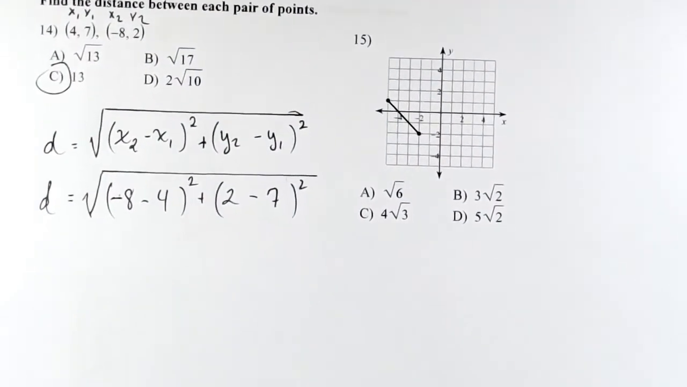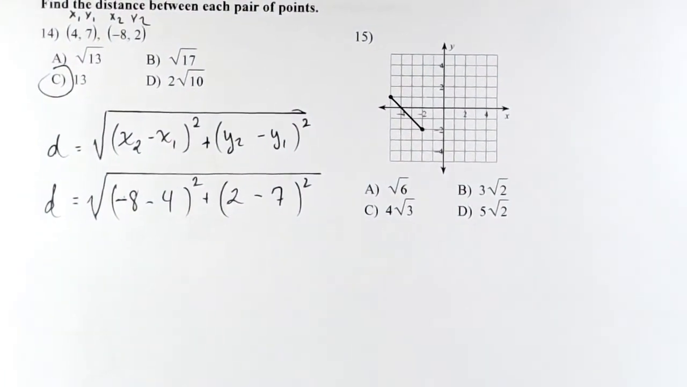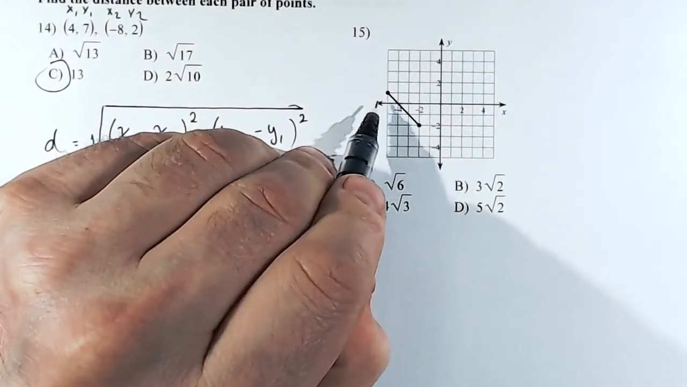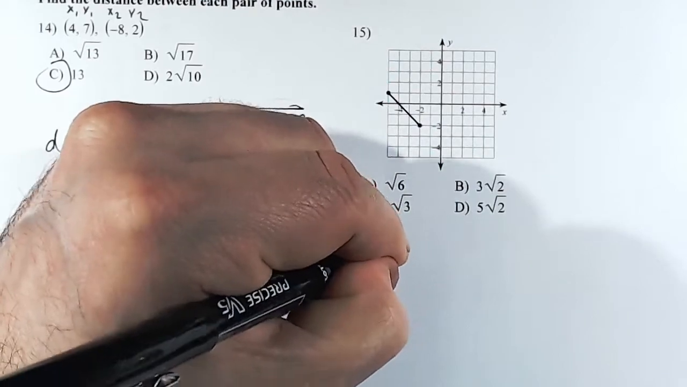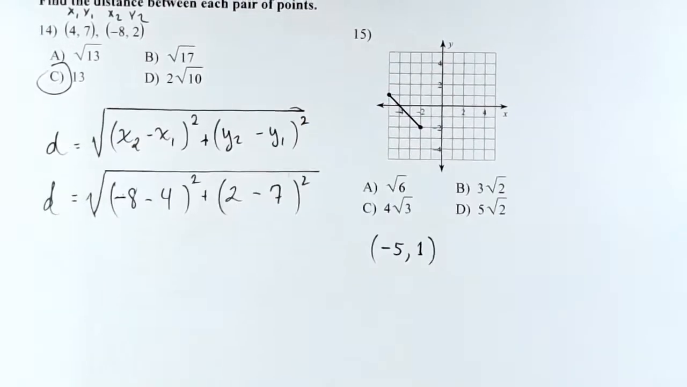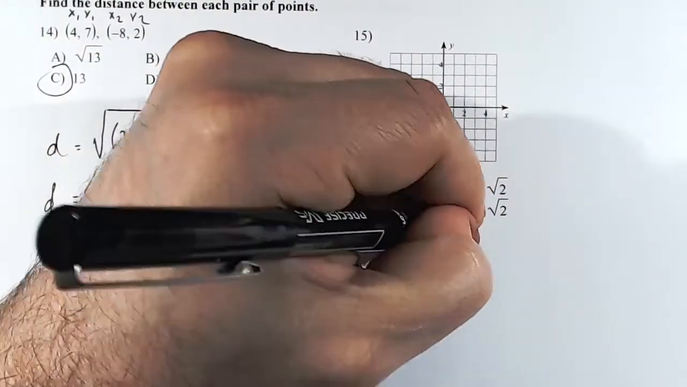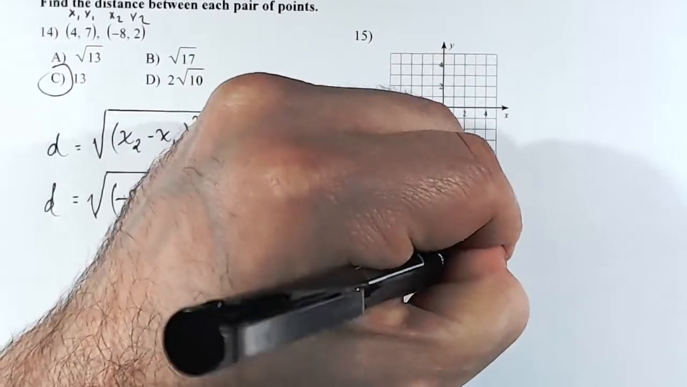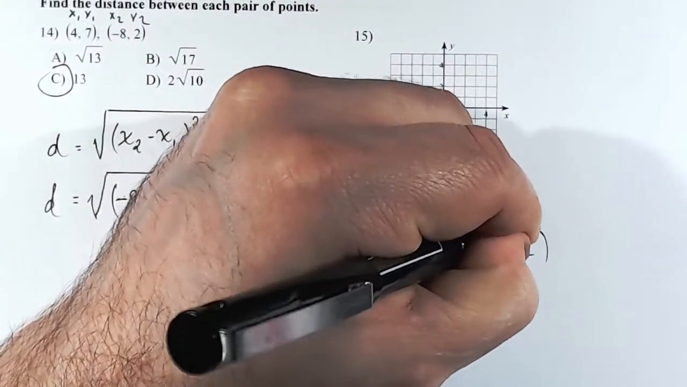Number 15. Find the distance between the pair of points. So first you have to identify the coordinates, and then you have to do everything we just did. So the coordinate here is negative 5, 1. And this is my x1 and y1. And then the second is negative 2, negative 2. And this is my x2 and my y2.